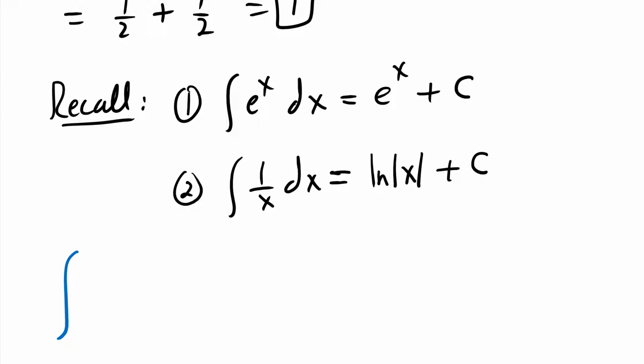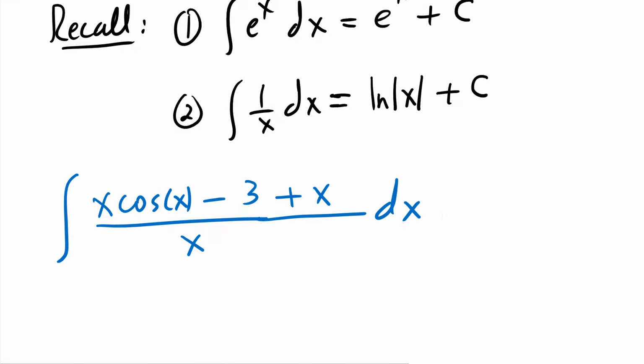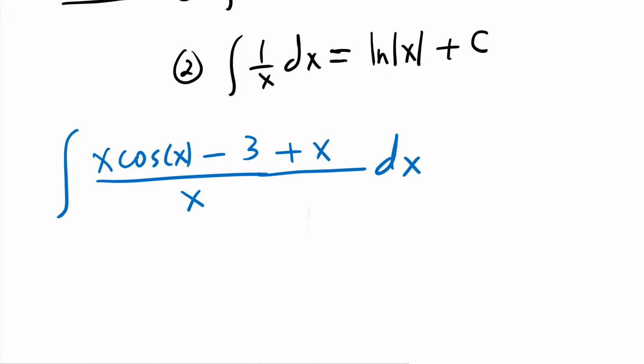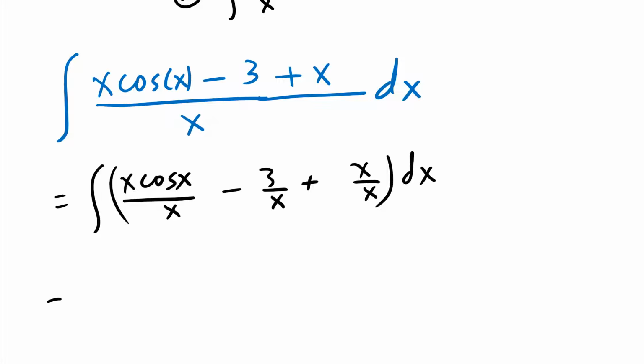If we are asked to integrate x cosine x minus 3 all over x, and let's say plus x, dx. Let's go over it now. The easy way to do this is to break it out like this. It will make it much easier. This becomes cosine x minus 3 over x plus 1.